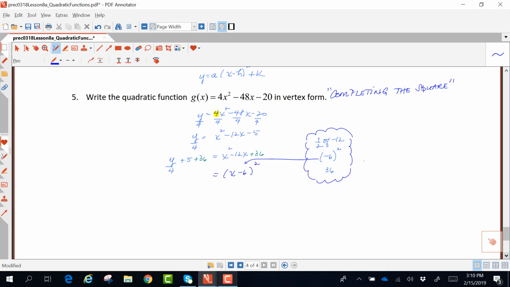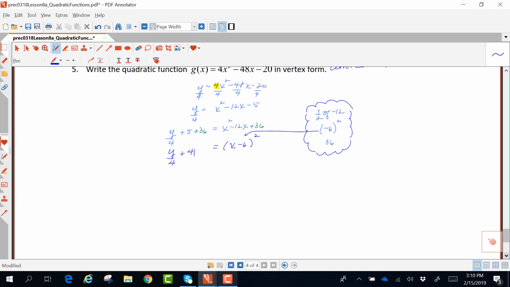At this point, I need to clean up the left side of this equation. The left side is y over 4 plus 41. And I now want to solve this for y by subtracting the 41 off of each side of this equation. And last but not least, I multiply everything times 4 in order to make this equation written as y equals. Now it is in vertex form.